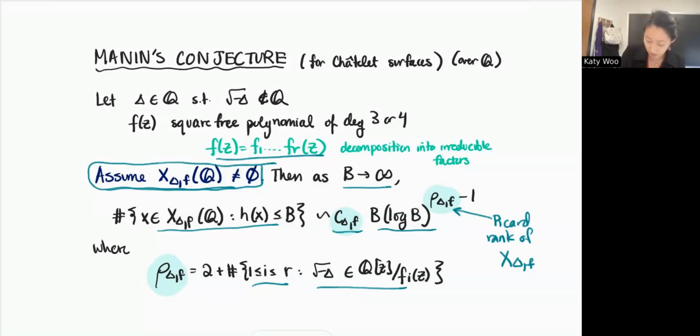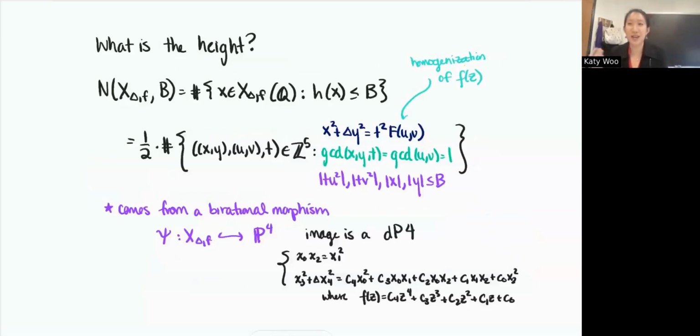Okay, so the next thing I want to talk about is what is this height? Because I said we were counting the rational points of height at most b. Well, we actually have a very explicit description for what this count will be. So it's going to be the number of tuples x, y, u, v, t, such that x squared plus delta y squared is equal to t squared times F of u, v, where this big F is the homogenization of the little f. We have some GCD conditions. So we want the GCD of x, y, and t and the GCD of u and v to be equal to 1. And then we have the height condition. So we want the size of tu squared, tv squared, x and y to be at most b.